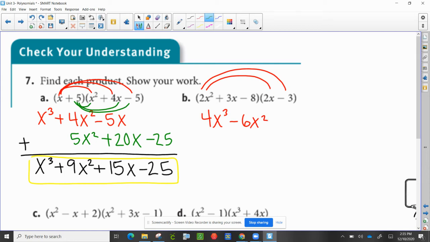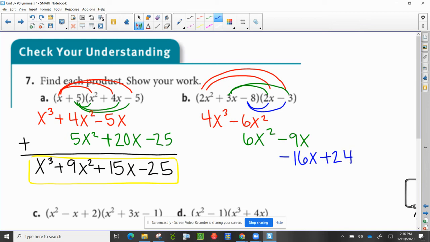There's our first one. Now I'm going to distribute the 3x. So 3x times 2x is 6x squared. Again, I'm going to line that up under my other squared. And then we have 3x times negative 3, which is negative 9x. Lastly, let's distribute this negative 8 through. So negative 8 times 2x, that's negative 16x. And then negative 8 times negative 3 is a positive 24.